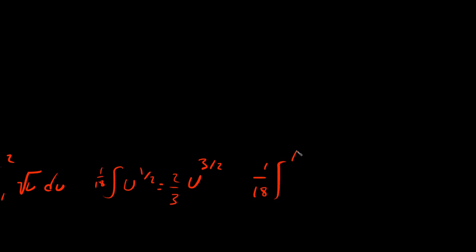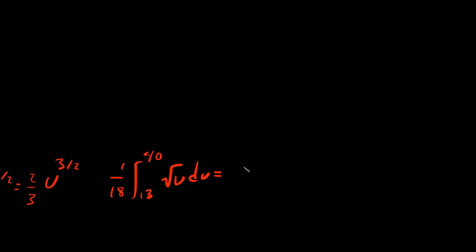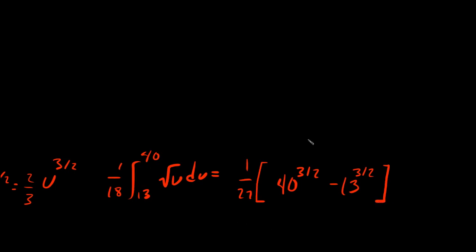So this is going to be equal to the integral from 13 to 40 of square root of u du, which is equal to 1 over 27 of u to the 3/2, no, 40 to the 3/2. You see, now I'm plugging 40 into here, minus 13 to the 3/2, and let me just write it up here.